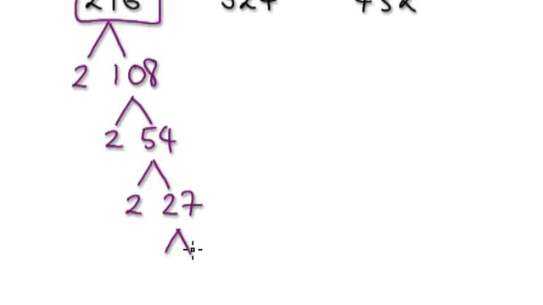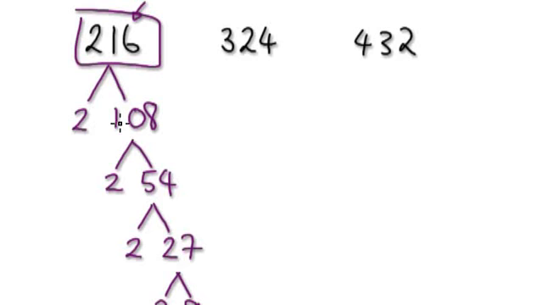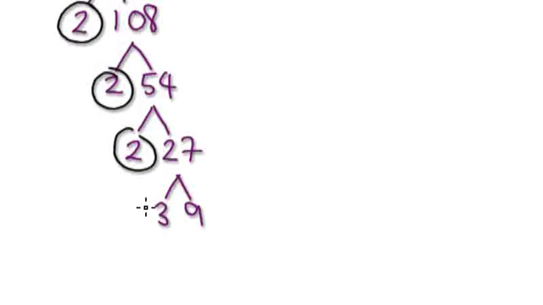27. I remember seeing 27 in one of the tables. So 3 times 9 would be 27. So you can break up 27 as 3 times 9. So 216, these are your primes here. Okay, 2, this and this.